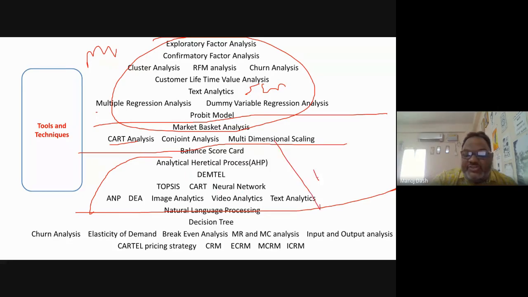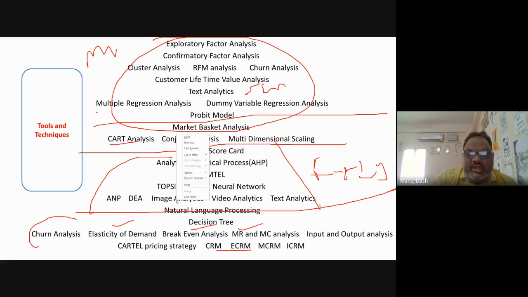And if you apply fuzzy, this is called a crisp environment. You apply fuzzy, then again you go for fuzzy AHP, fuzzy DEMATEL. Two environments you can apply. Then another part is elastic demand, break-even, MRMC, input-output, CRM. So it means a lot of tools. I don't say that you should know all the tools, but you should at least know 5 or 6 tools so that you can carry out your research further.